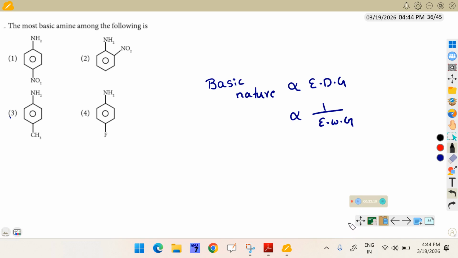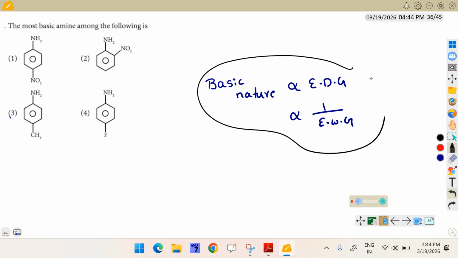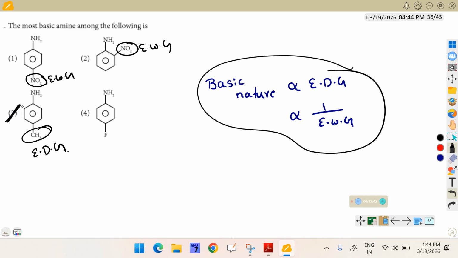The most basic amine among the following. Basic nature is directly proportional to electron donating group, inversely proportional to electron withdrawing group. We know that NO2 is an electron withdrawing group, CH3 is an electron donating group. So the third option is the correct option. In the fluorine case, inductive effect predominates, so it acts as a minus I group. How? It was already explained in the previous video.